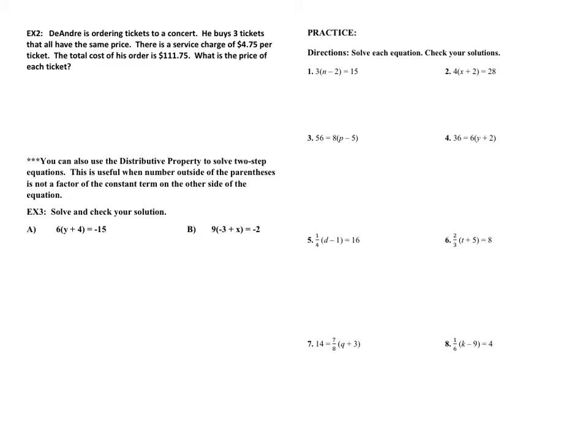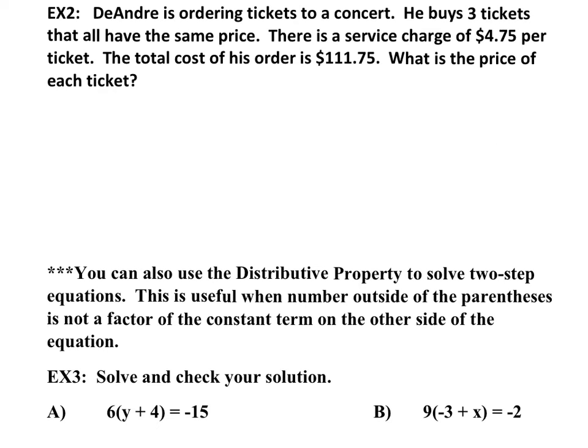Go ahead and turn your notes over to the back side now. Now in example 2, we have DeAndre ordering tickets for a concert. He buys 3 tickets that all have the same price. There is a service charge of $4.75 per ticket. The total cost of his order is $111.75. What is the price of each ticket?